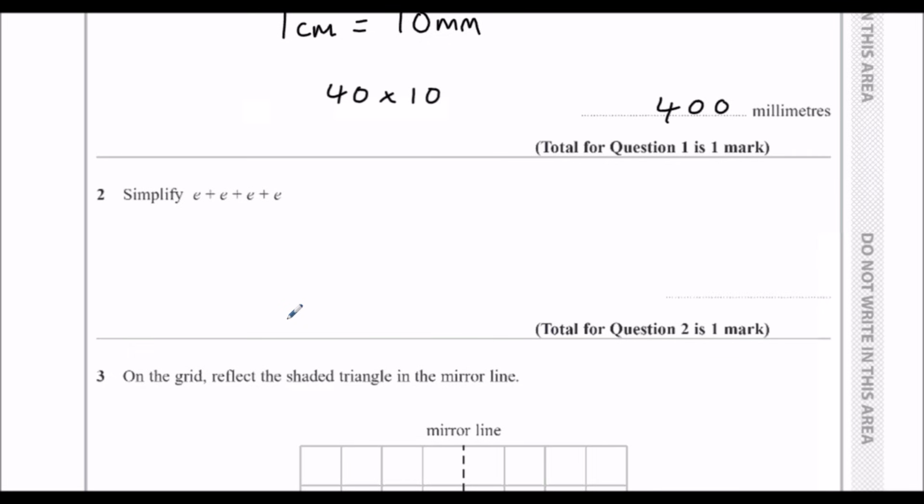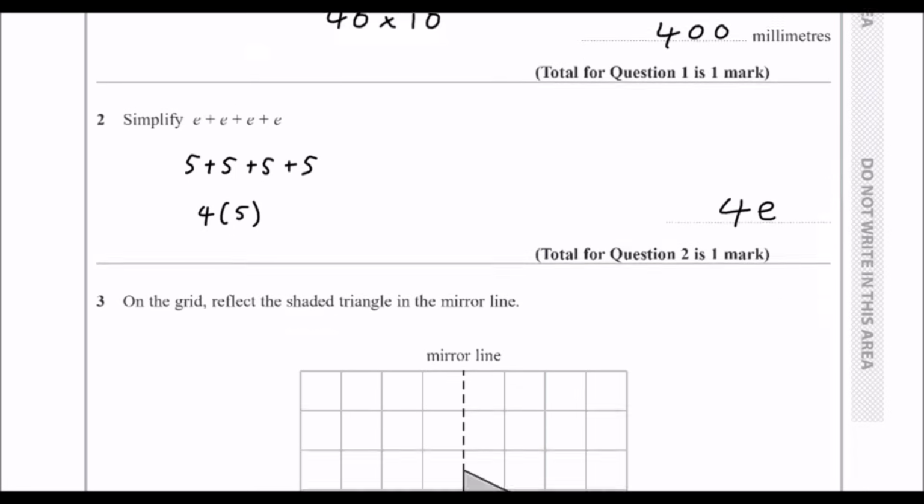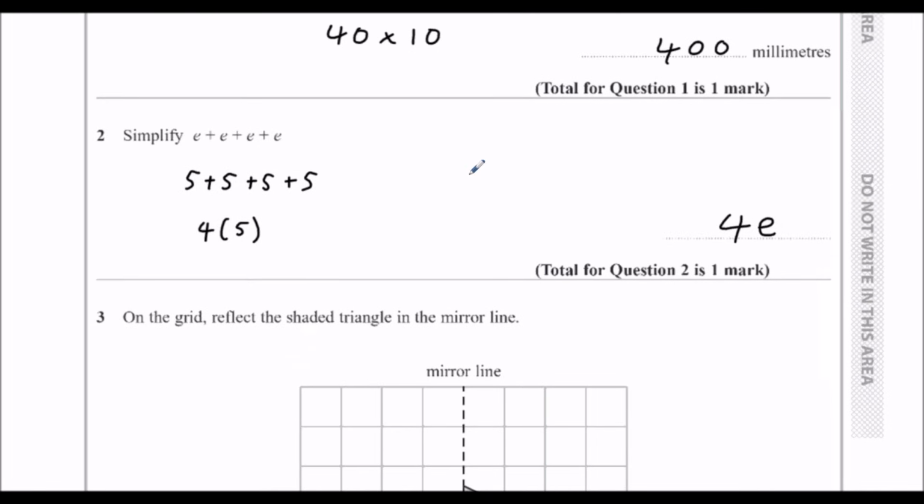Question 2, simplify E plus E plus E plus E. So we've got 4 E's added together. That's the same as 4E, 4 times E. So if we had 4 5's added together, that will be the same as 4 times 5. It's exactly the same thing. So 4 E's added together, it's the same as 4 times E. It's not E to the power of 4, which means E times E times E times E. So it's not that.